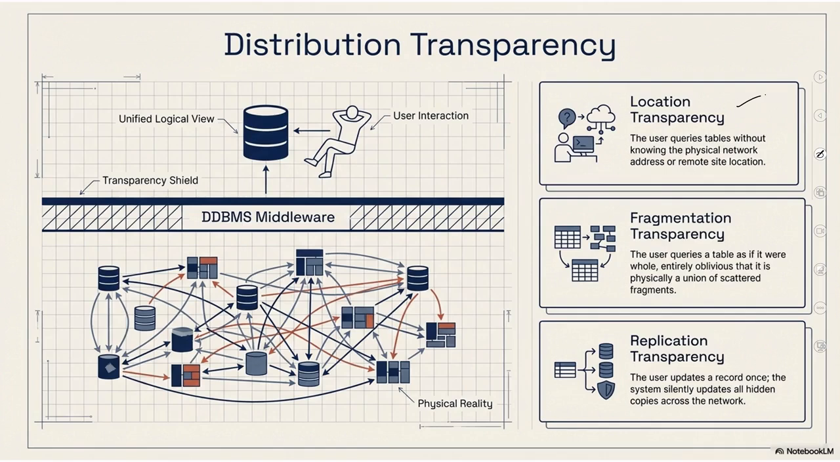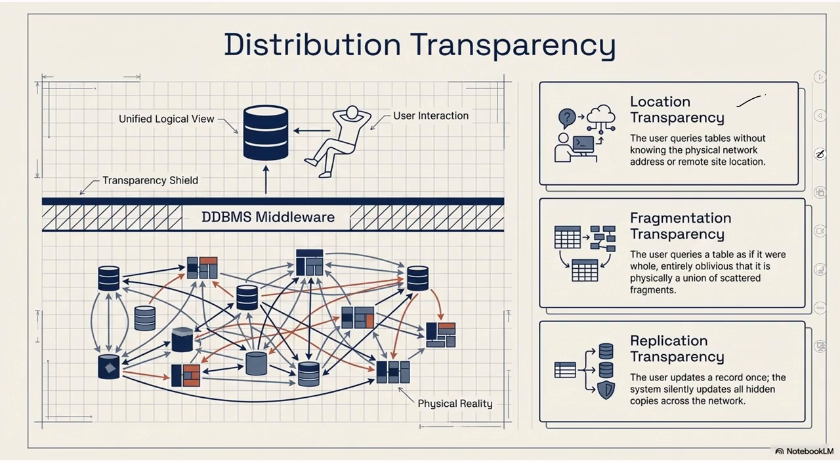Location transparency: the user queries tables without knowing the physical network address or remote address. Suppose we are searching for some product on Amazon or Flipkart; we don't know where the data is stored, which database, or which data centers they are using. We don't know about it, but we are able to retrieve the data from Amazon or Flipkart.